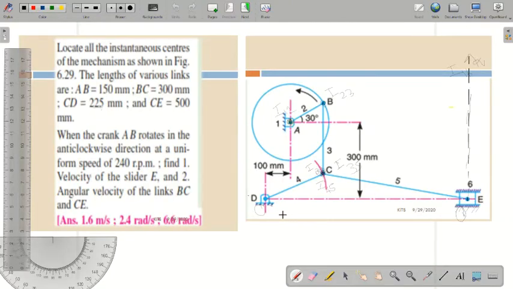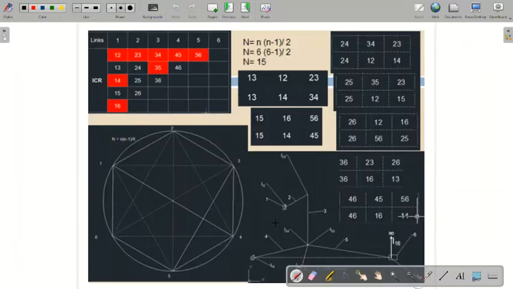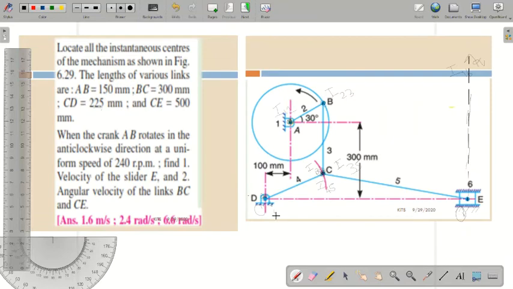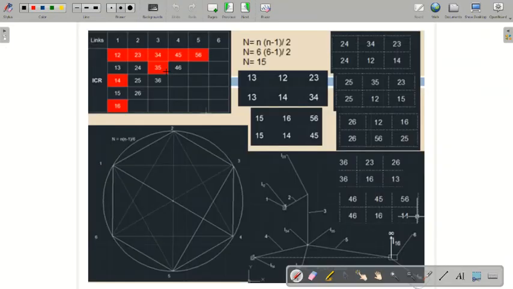See whether we have missed any other centers. Here we can mark one more center. This point is common to 1 and 4. Have I written 1 4 already? No. So I can write 1 4 and put a mark here. Where is 1? This is 1. Where is 4? This is 4. Connect 1 4.